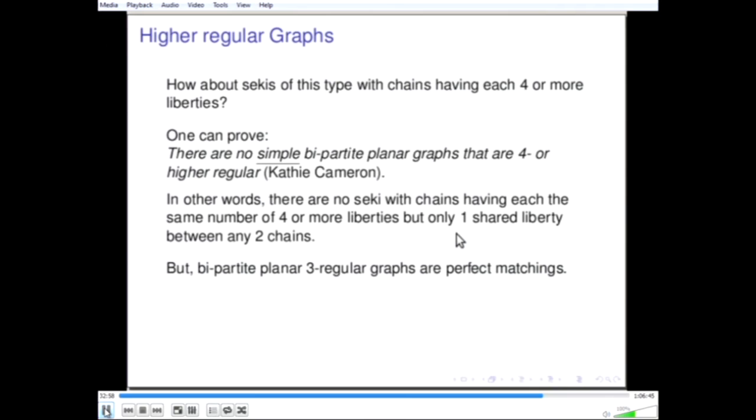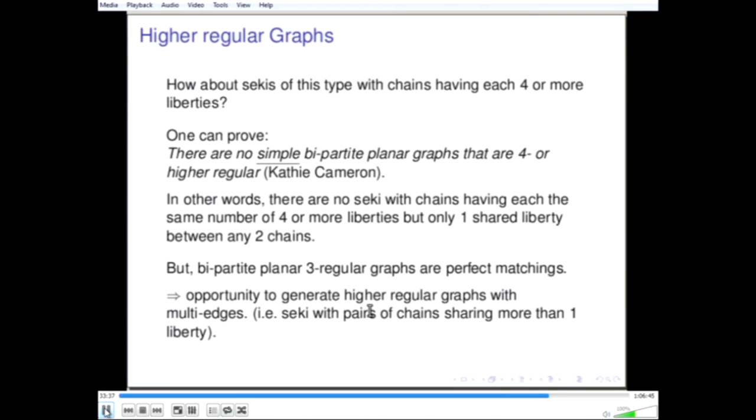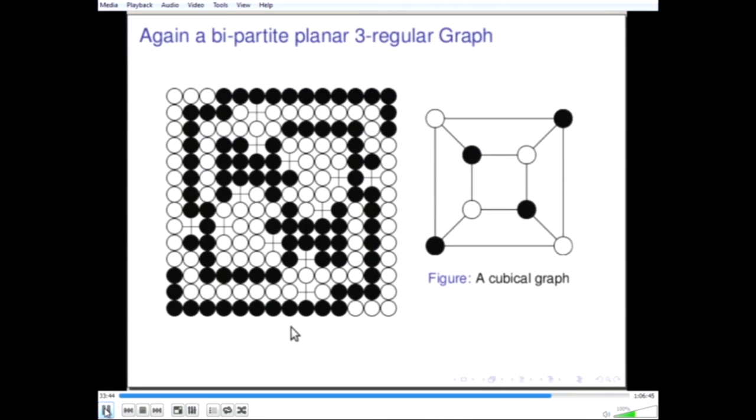If we drop the requirement that each two chains have only one shared liberty, then we actually can have such Seki where each chain has more than three liberties. Namely, it's coming also from graph theory: every regular graph has a perfect matching. And this generates the opportunity to have higher regular graphs with multi-edges. So what does this mean? We can demonstrate in this picture.